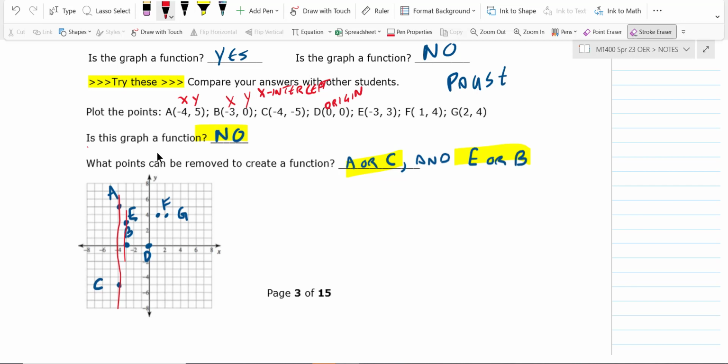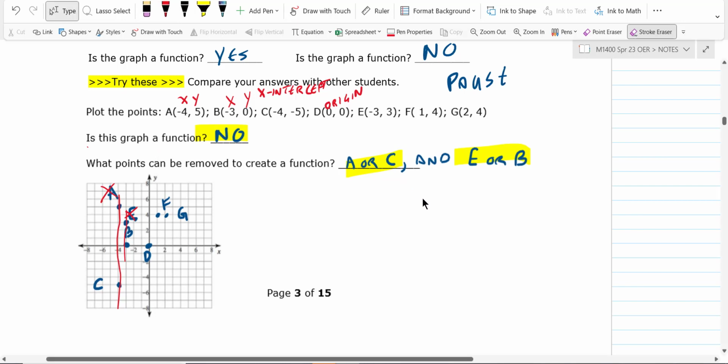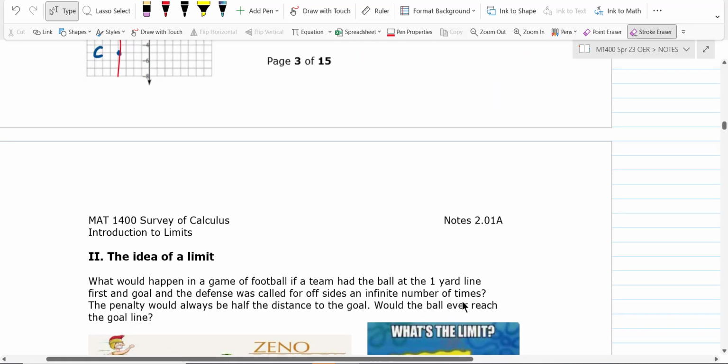Now what you could do is take off either A or C, and you could take off either E or B. It doesn't matter which one. So you just have to take off either A or E. Just make sure that you're going to pass the vertical line test. Okay? All right. So now I'll move to the next page.